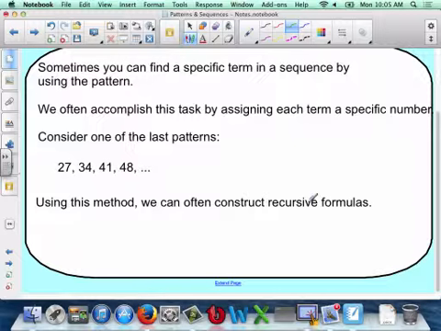I want you to write this down on the slide right now. In a recursive formula, each term is found by doing something to the term before it. That's all a recursive formula is. So in a recursive formula, every term is dependent on the term before it. You can't find the 10th term until you've found the 9th term. But in order to find the 9th term, you need to know the 8th term. So you actually have to list this entire thing. Not a lot of fun.